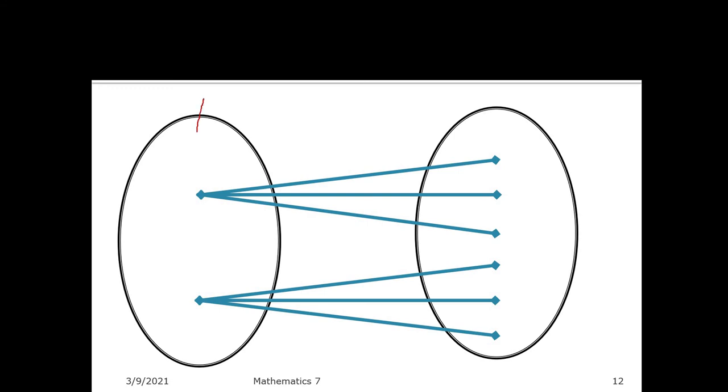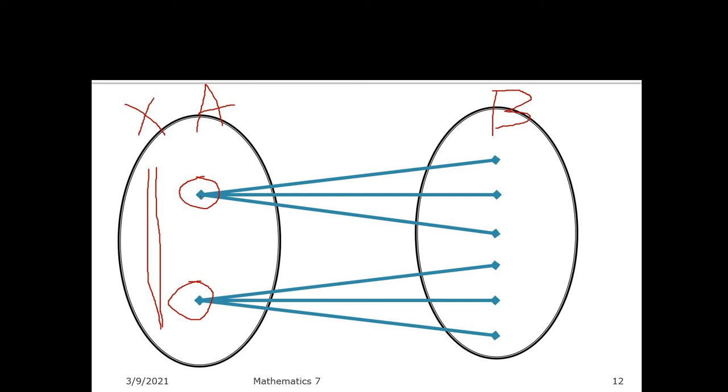Next, this is the opposite of the previous example. Here, there are only two elements in A, but we repeat the elements in A and pair them with the elements of B. Here, we used the elements in A several times. So this is not a function. It's just a mere relation.